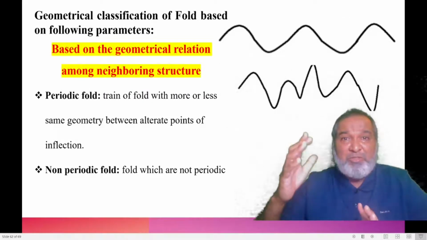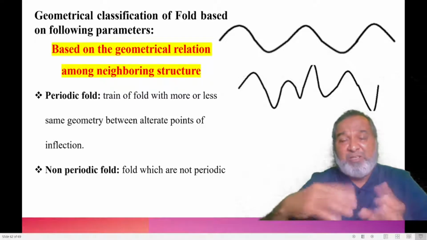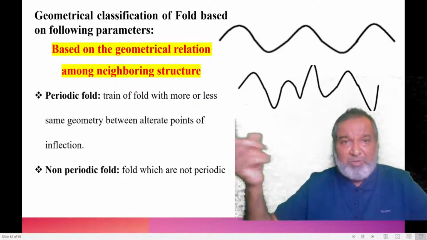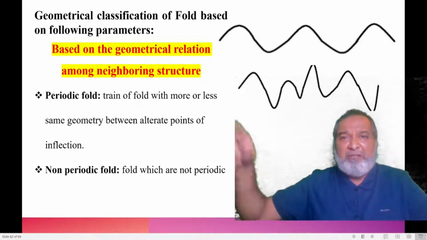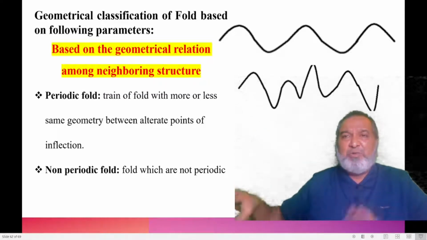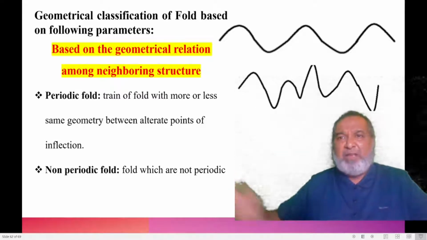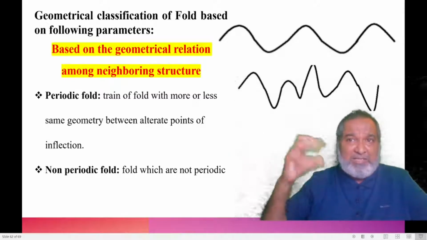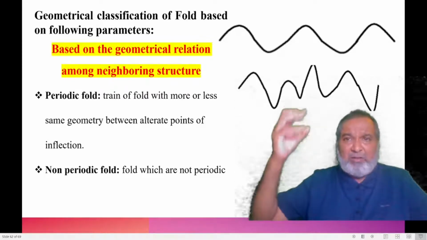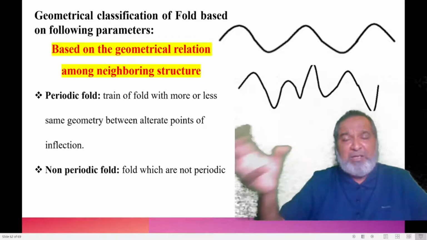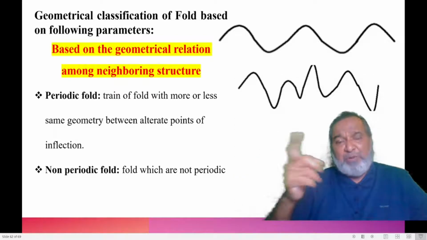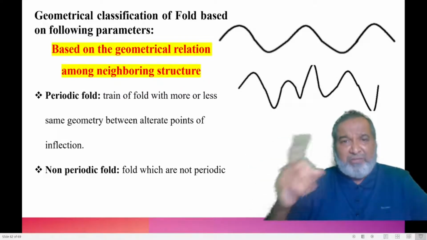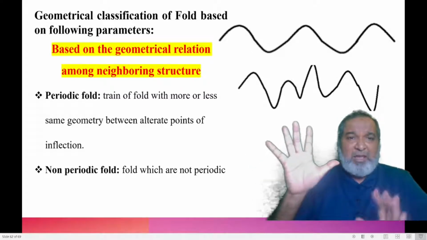Next one, based on the geometrical relation among the neighboring structures, is the periodic fold. So a train of folds, a wave-like pattern, and the same pattern repeats. There is no alternate change. A simple wave-like pattern, anticline, syncline is there, so it is called periodic. Repeatedly, the same height and wavelength will be there on that particular fold. The distance between anticline or syncline, or crest and trough, will remain the same. Geometrically it will remain the same.